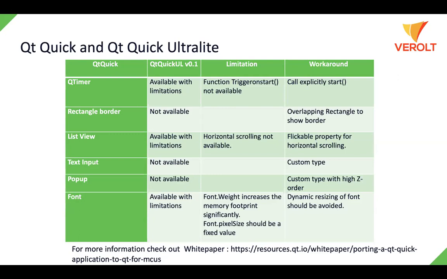Another most important thing we have seen is the font. Font takes quite a big footprint. So what we advise is to take a cautious call when you are using multiple fonts. Try to use a pixel size, and it should be a fixed value. If you try to change the font size multiple times, you may end up increasing the footprint size. So these are the quite interesting elements we have seen during the development on Qt UltraLite.